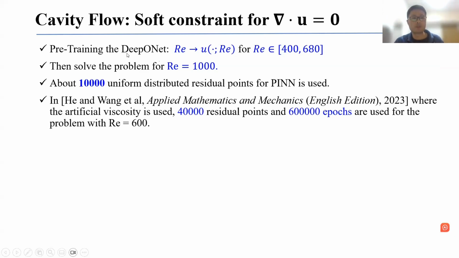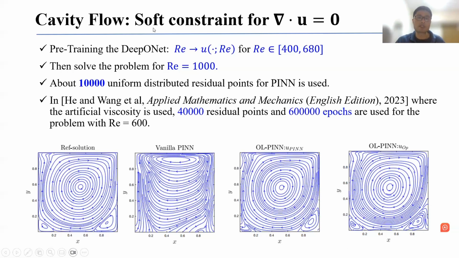For the cavity flow, the first one uses Reynolds numbers from 400 to 700. These small Reynolds numbers mean high viscosity. Then I use this pre-trained DeepONet to solve the problem for Reynolds number equal to 1,000. For this case, if I use the soft constraint, I need 10,000 uniformly distributed points, 100 multiplied by 100, for the PINN.